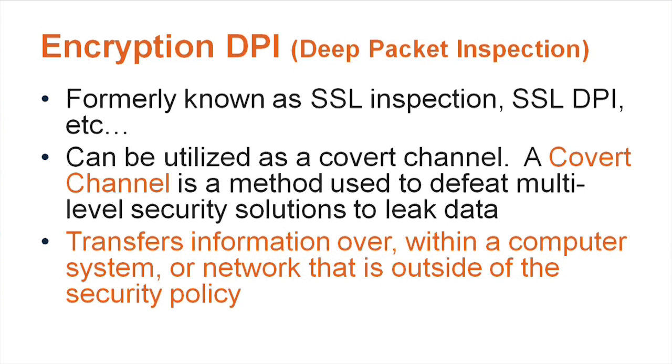So that's a test question. A covert channel is a method used to defeat multi-level security solutions to leak data. It transfers information over or within a computer system or a network that is outside of the security policy. So that's what a covert channel is by definition. It doesn't mean it's hidden, it just means it's not addressed by the security policy.